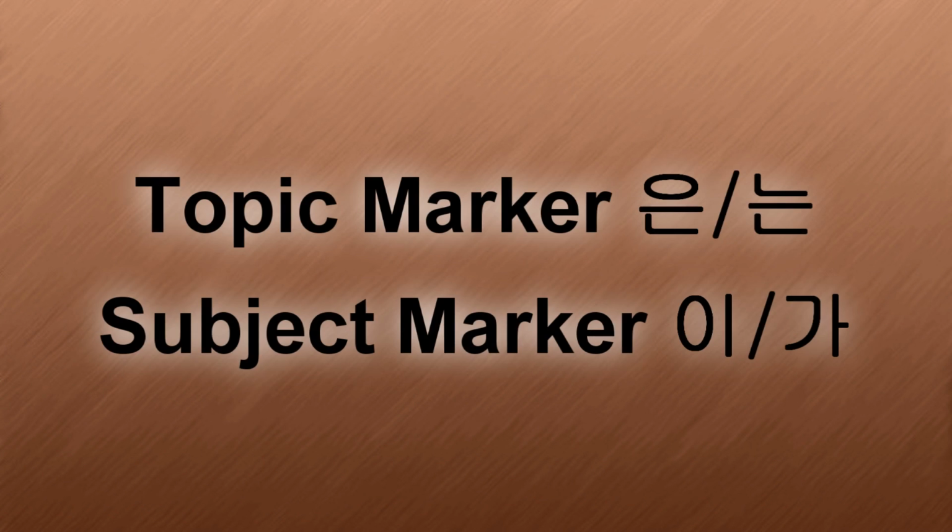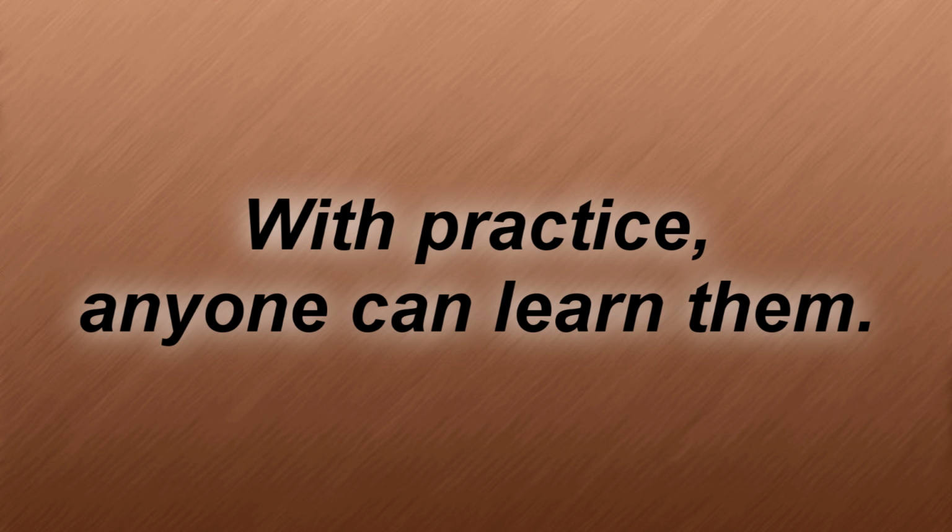Today we're heading into a bit of a tricky concept. Topic and subject markers have confused Korean speakers at every level. Even most natives can't explain how to use them, even though natives can use them perfectly themselves. The topic marker and the subject marker are actually quite simple, and each has certain cases when one's preferred over the other, but there are some gray areas. These gray areas are what makes them difficult to understand, but with practice, anyone can learn them.